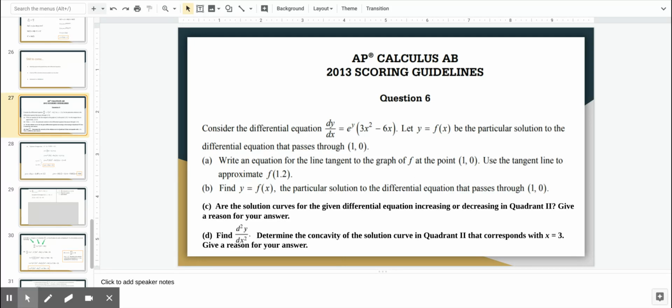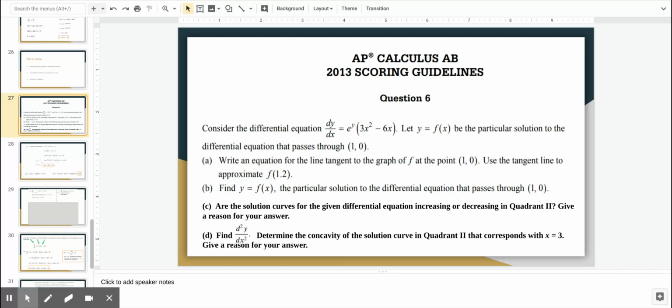This question, for whatever reason, has always tripped people up because they think they're finding the particular solution. Why? Because you're given a particular point, 1, 0. And students' minds always go to, oh, well, there's a particular point.